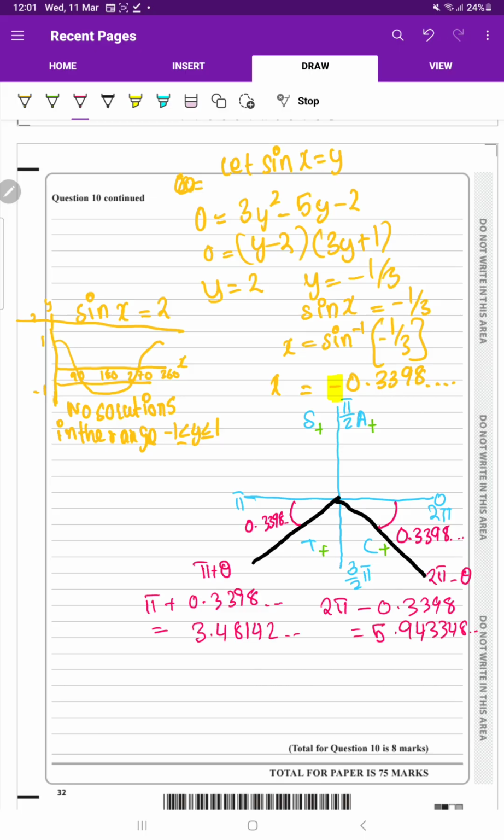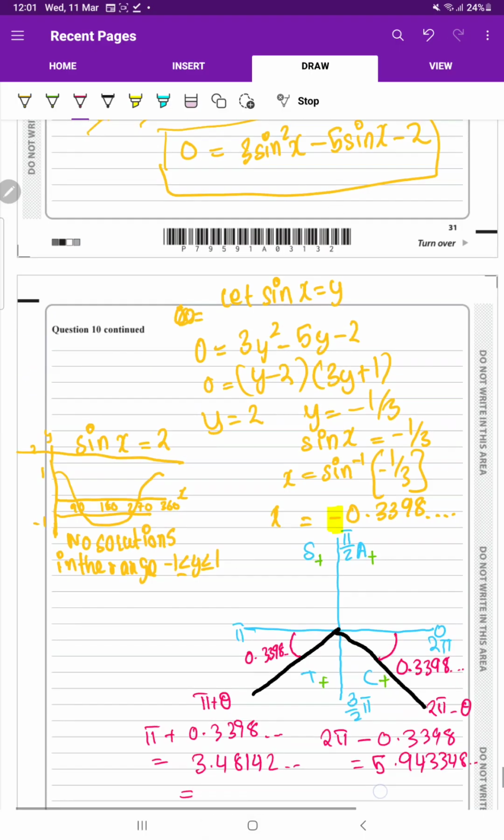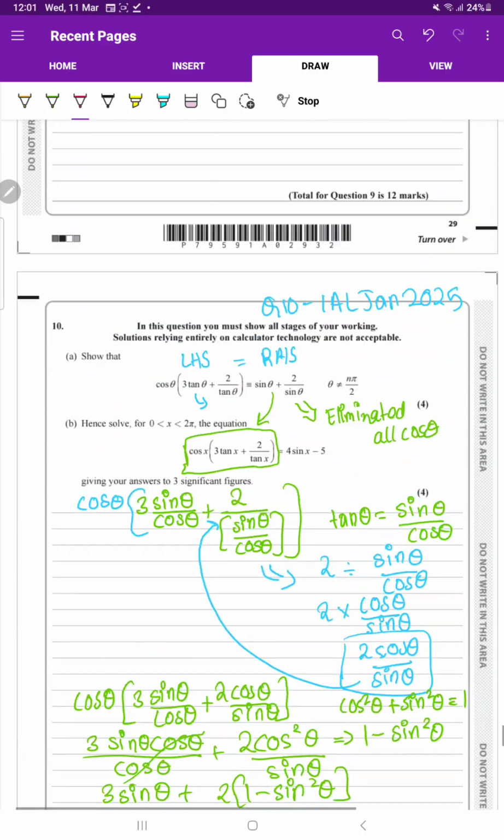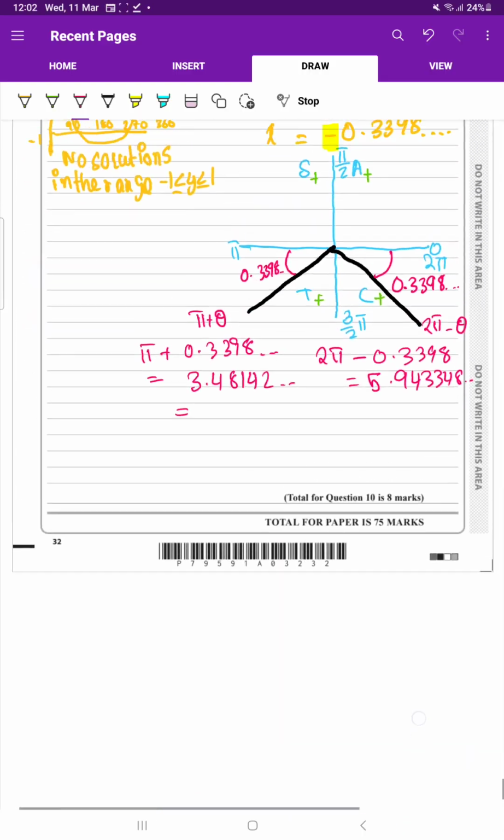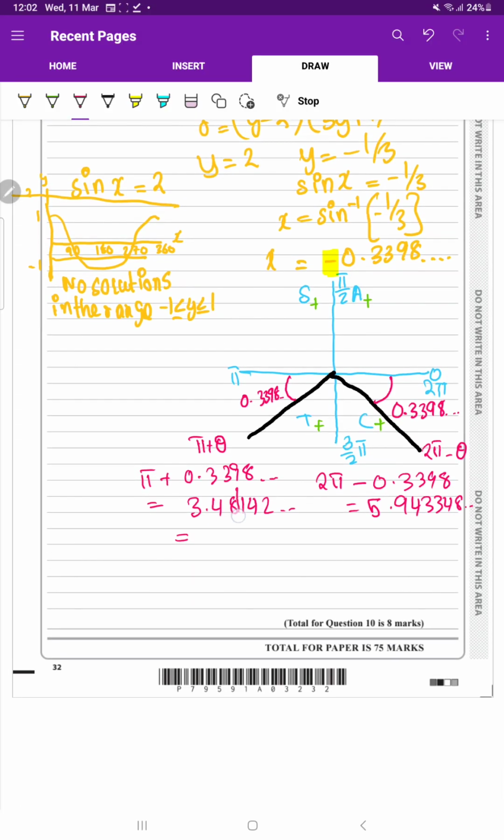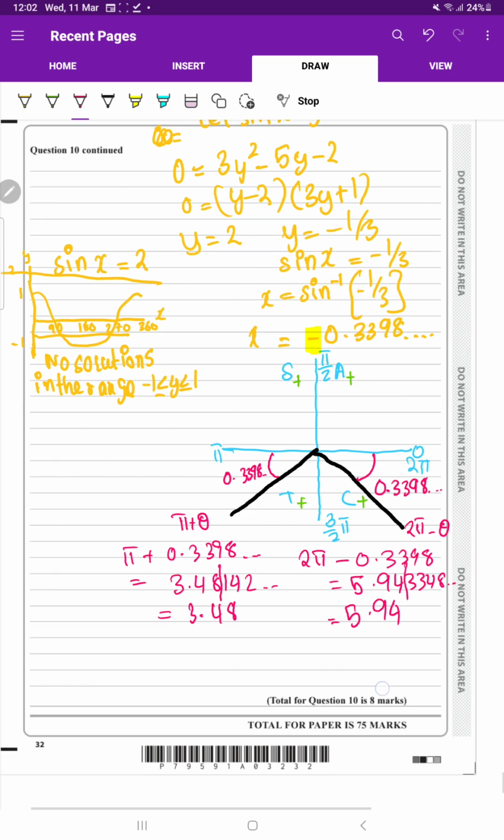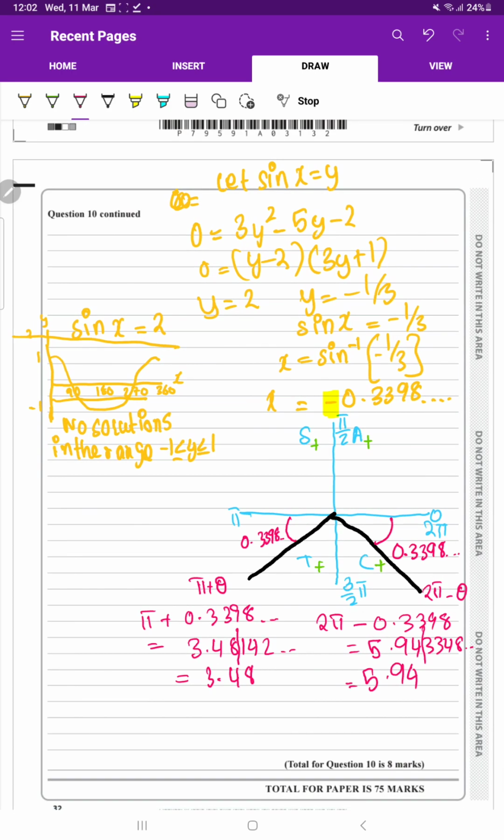Okay, so we have two streams of answers. Now we have to round it to how many decimal places? To three significant figures. So this is going to be 3.48, and this is going to be 5.94, and that is our answer.